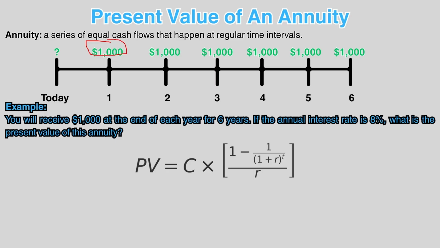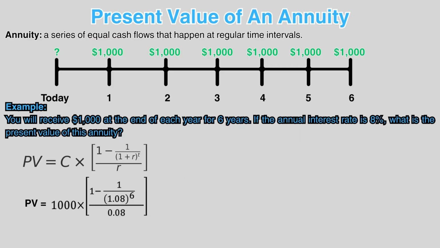That's our cash flow. So that is what C is, and we're multiplying that $1,000 or C by 1 minus 1 over 1 plus r. So what's r? r is going to be the interest rate of 8%. So the r is here and r is here in this formula. We're going to write that as 0.08, because remember that is a percentage. So 0.08, that's going to be our r. And then the exponent t is going to be our time, or number of years that we're receiving this cash flow. As you see in the question, it tells us we will receive $1,000 at the end of each year for 6 years. So t is going to be 6 in this example.